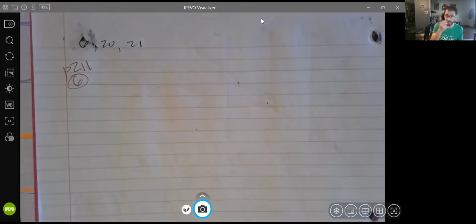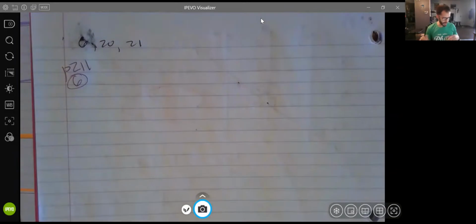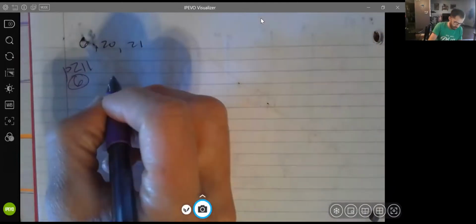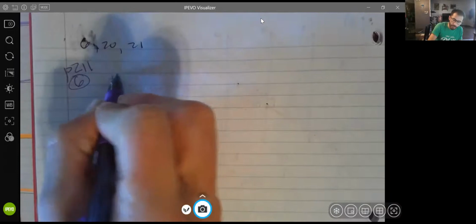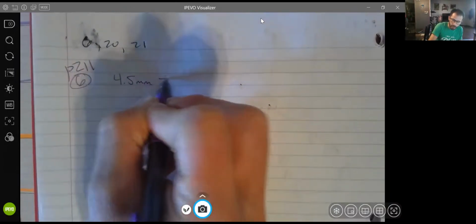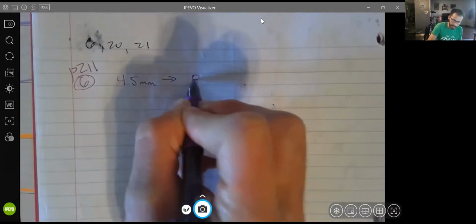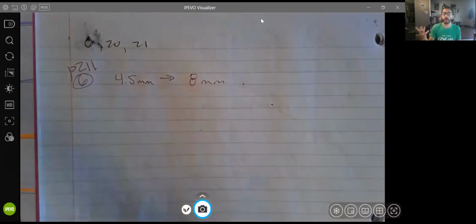Page 211, number 6. All right, so an optometrist dilates the pupils of a patient's eyes to get a better look at the back of the eyes. If you've been to the eye doctor, that should have been done to you. So the pupil dilates from 4.5 millimeters to 8 millimeters. So they're asking us, what's the scale factor?